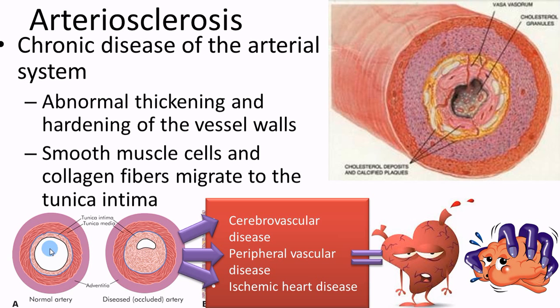What's it doing to the size? It's shrinking the radius or shrinking the diameter of this vessel. And if you remember from physiology, if you shrink the diameter of a vessel, what do you do to resistance? You increase the resistance, which decreases the flow, which causes poor perfusion to tissues. And the major problems we're going to look at are cerebrovascular diseases, peripheral vascular diseases, and ischemic heart diseases. So their major effects are going to be on the heart and the brain.